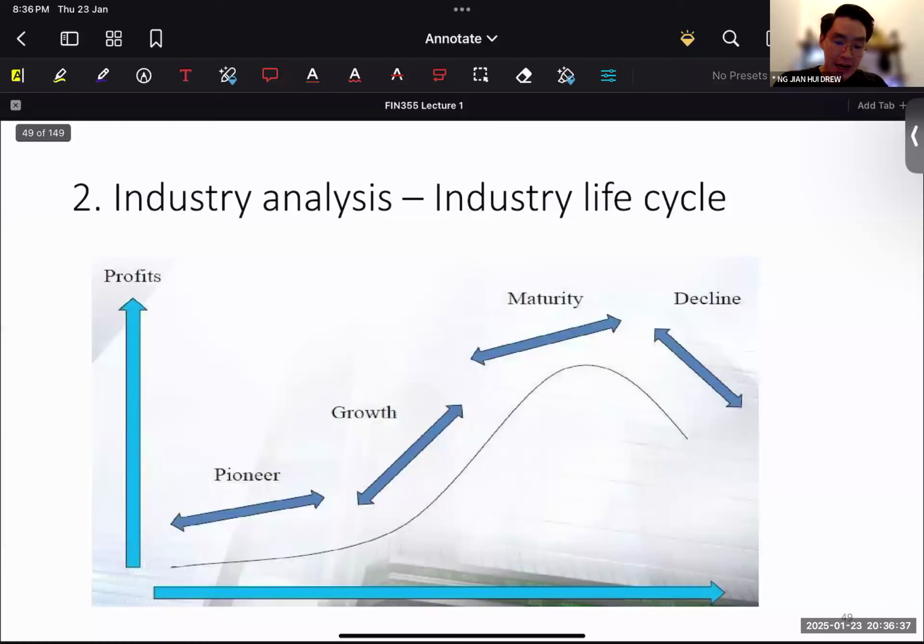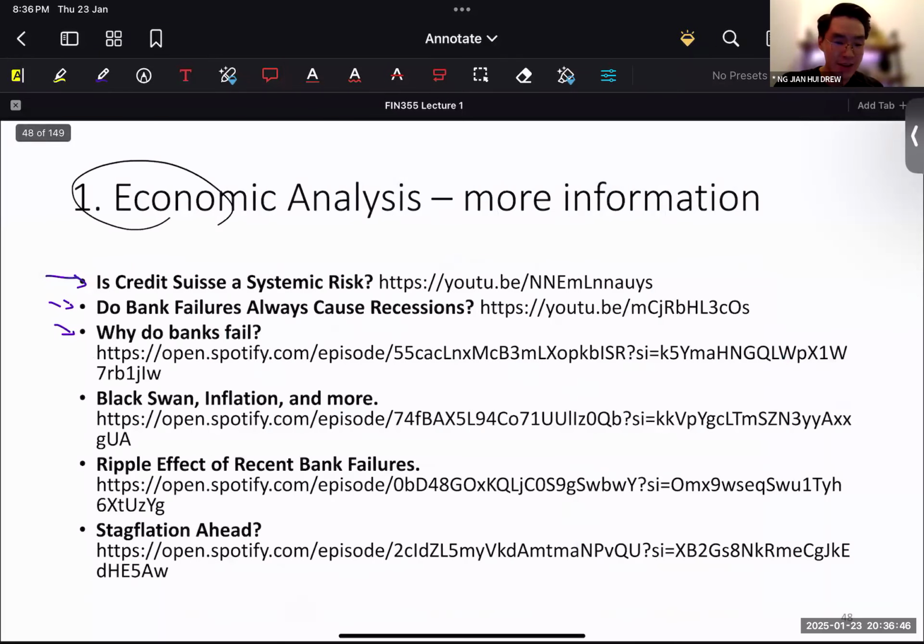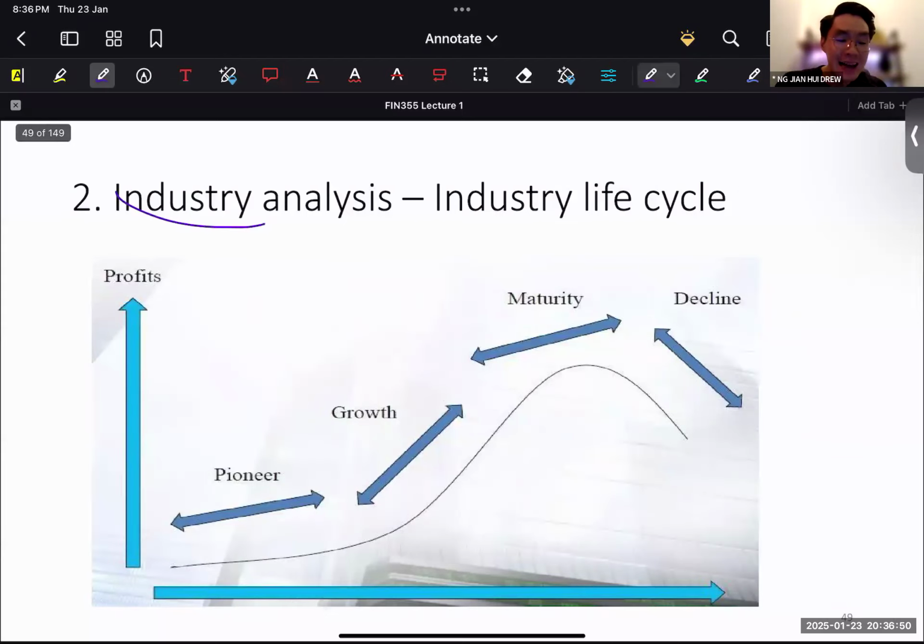All right, so industry life cycle. So now from the economy, so can you see that we have been talking about economy, right? So we are going deeper now. We are going to the industry, right? So we're going top down, right? So we are going deeper to industry now.